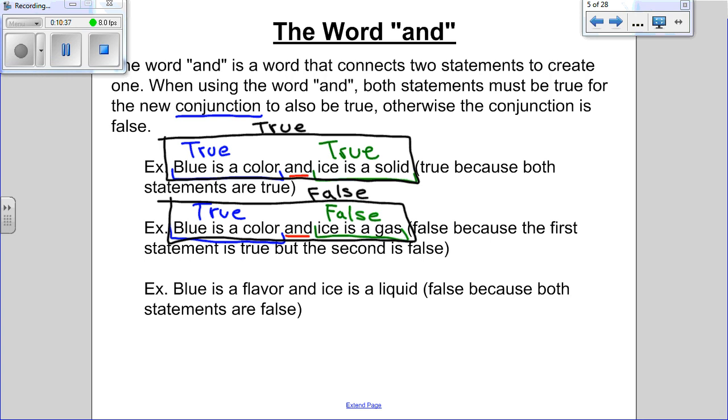When using the word and, everything about that statement has to be true. The last one says blue is a flavor, which created a heated argument last year about whether blue is a flavor or not. Blue is not a flavor.